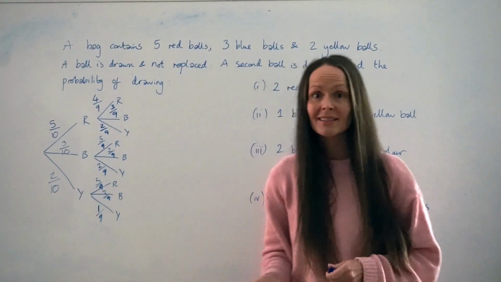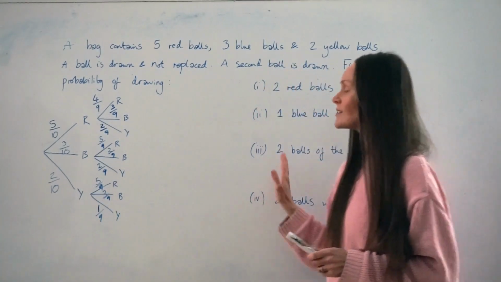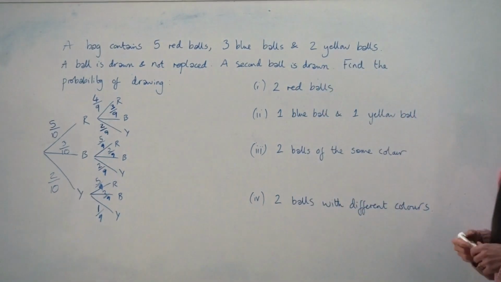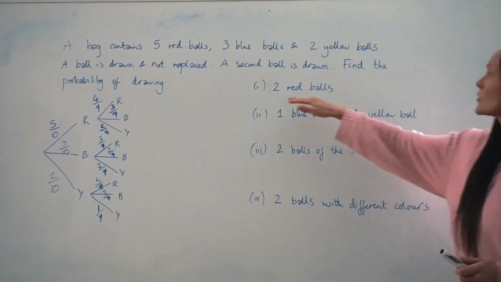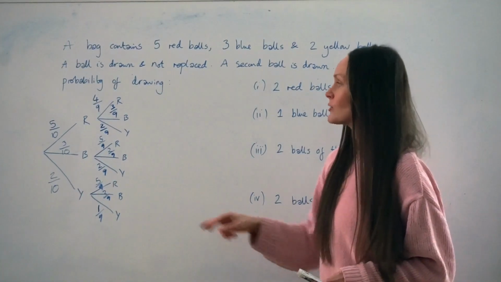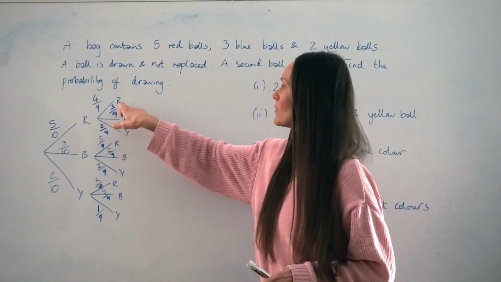So the probability of taking a yellow ball on the second go is 1/9. Okay, so that's the tree diagram completed. Now we're going to try and find the probability of drawing 2 red balls. So the route we need to follow on the tree diagram is here. Okay, a red ball followed by a red ball.